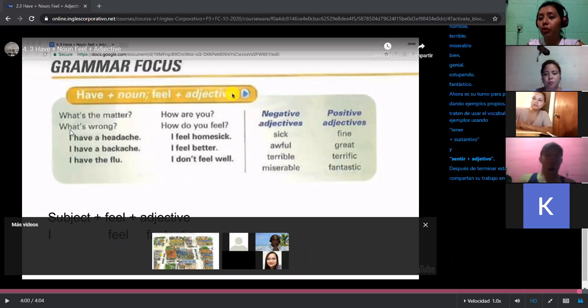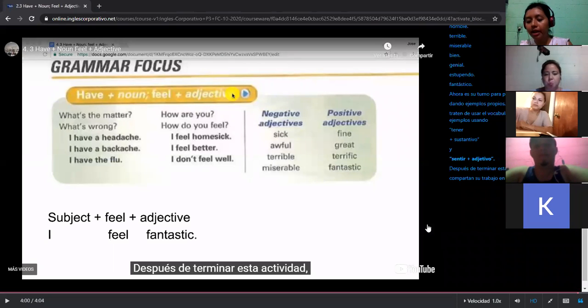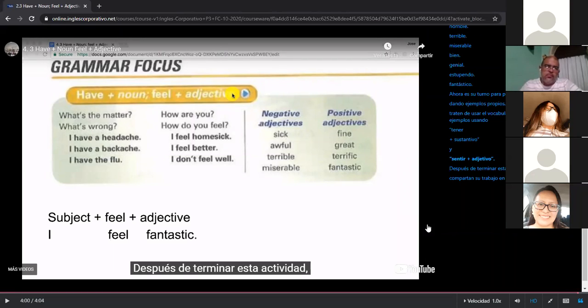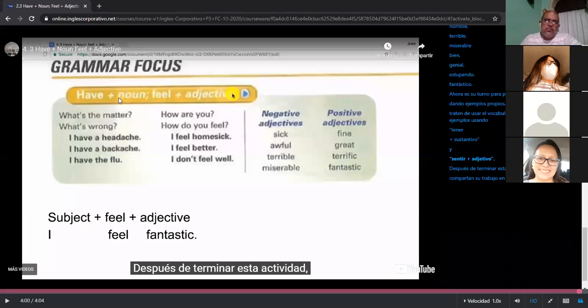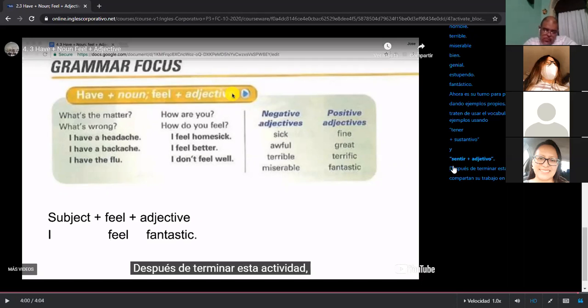Ahora bien, si la pregunta es, how do you feel? ¿Cómo te sientes o cómo se siente? Then you can say, I feel sick, for example. Okay. I feel better. Okay. Thank you. I feel fine también. Okay. So you can see that here we are using have plus noun. Estamos usando lo que es el verbo tener más un sustantivo. Tengo dolor de cabeza. Tengo dolor de espalda. O tengo, what is the meaning of flu? ¿Qué significa flu? Okay, thank you. Oh, tengo gripe.